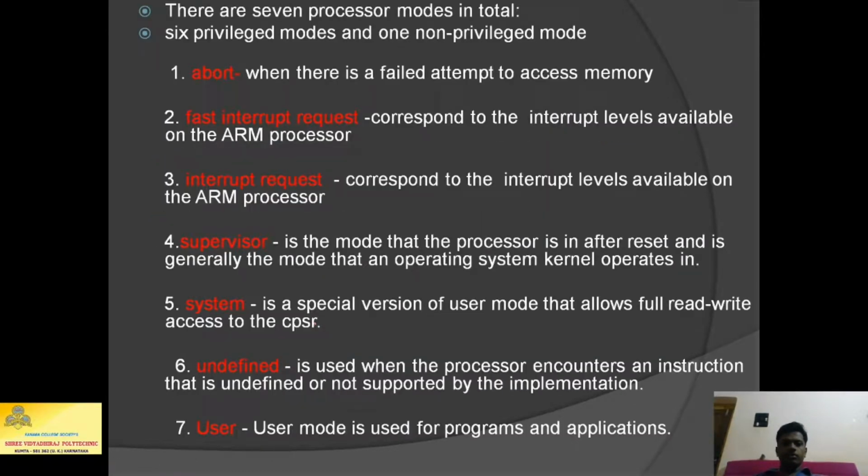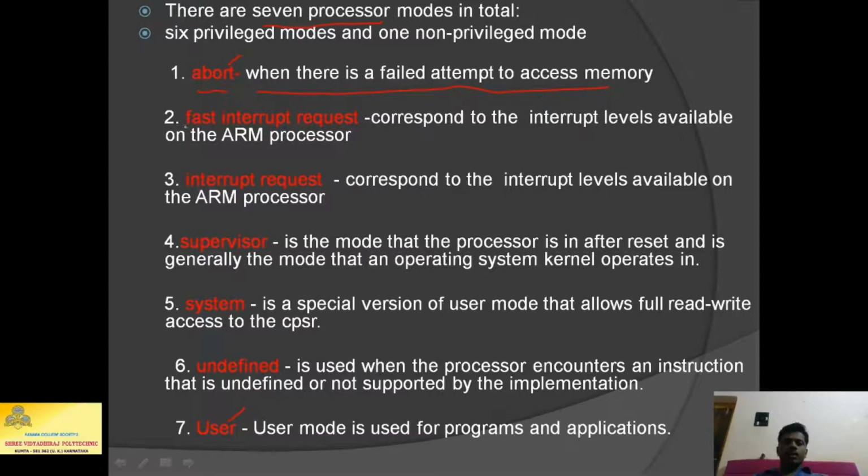Okay, we'll move on. As I said, there are 7 processor modes. One is user mode, the same user mode register we have seen in a previous slide. The first one, abort. Why is abort mode used? When there is a failed attempt to access memory. If there is a failed attempt to access memory, the processor will move to abort mode.